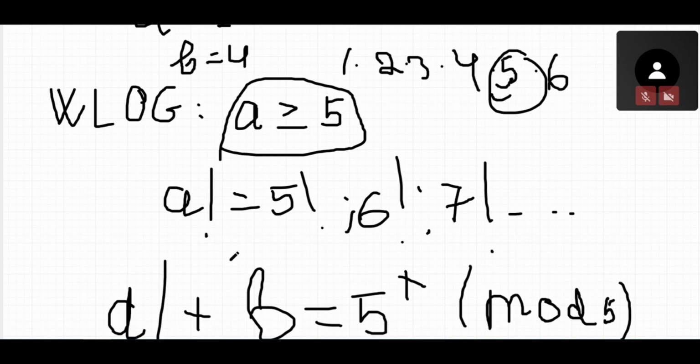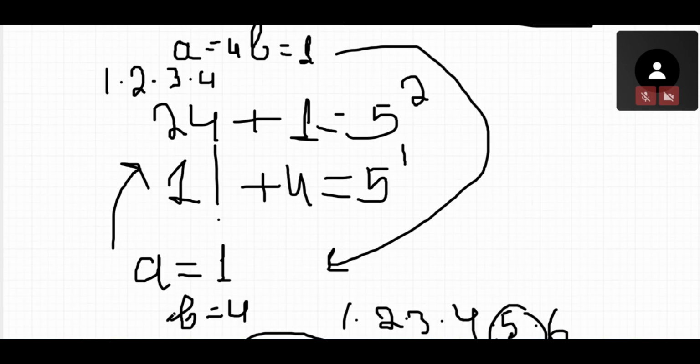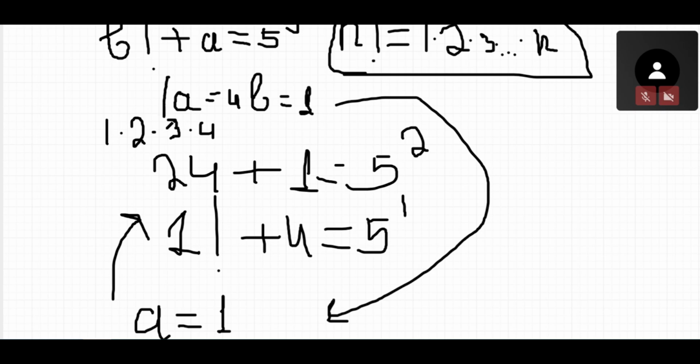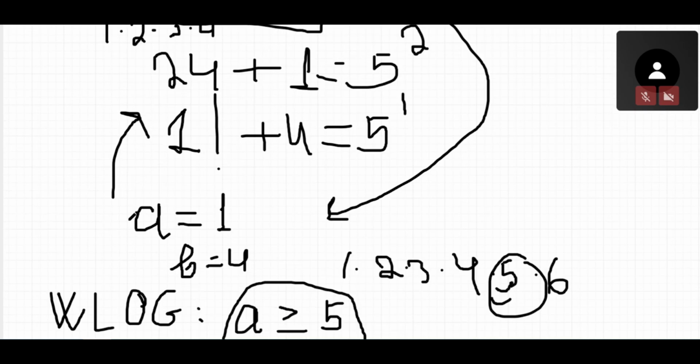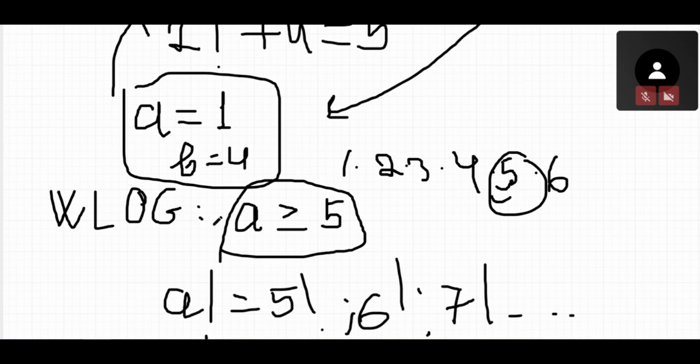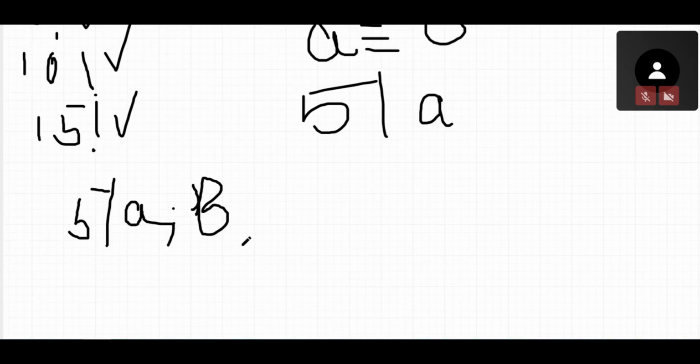Of course, if it's under 5, we get the solutions a=4, b=1 and a=1, b=4. Okay, let's continue.